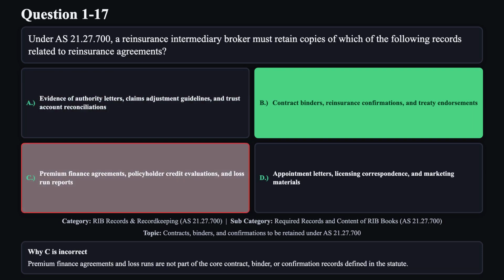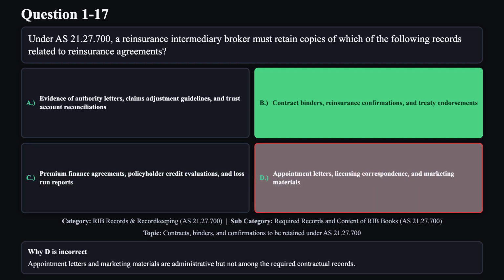Reason C is not correct. Premium finance agreements and loss runs are not part of the core contract, binder, or confirmation records defined in the statute. Reason D is not correct. Appointment letters and marketing materials are administrative but not among the required contractual records.